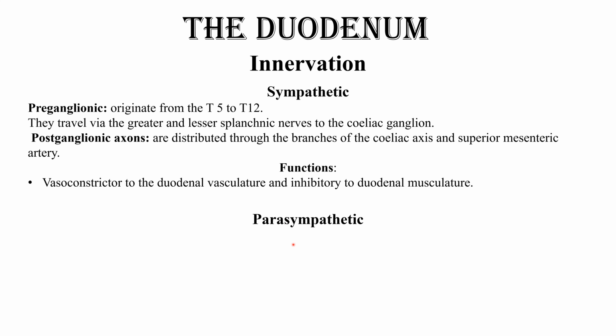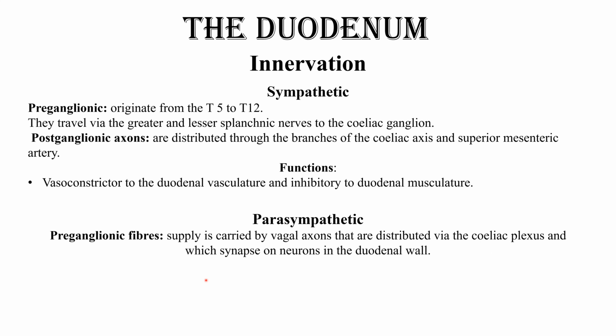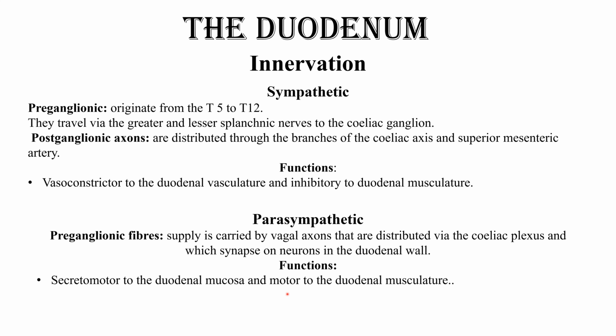The second is the parasympathetic supply, which comes from the vagal axons, distributed via the celiac plexus to the same parts along the arteries to the duodenal wall, in ganglia embedded in the duodenal wall. The function of the parasympathetic is secretomotor to the mucosa and motor to the muscles of the duodenum.